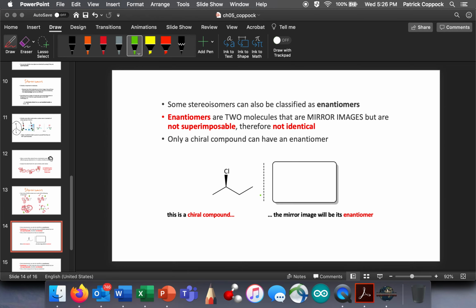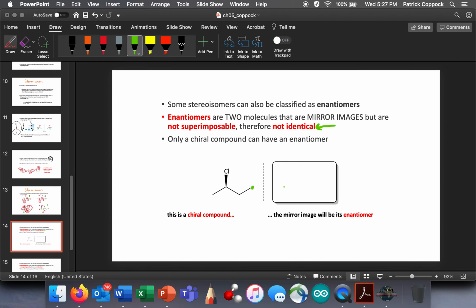All right, so now some stereoisomers can also be classified as enantiomers. Enantiomers are 2 molecules that are mirror images but are not superimposable. Therefore, they're not identical, okay? So only a chiral compound can have an enantiomer. And if you want to know what the mirror image is, you just draw it exactly backwards, right?